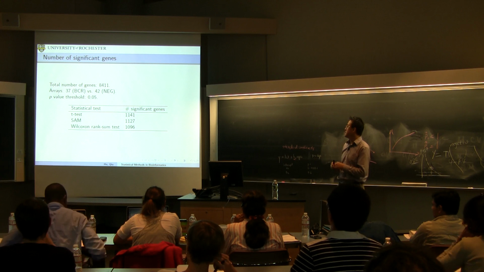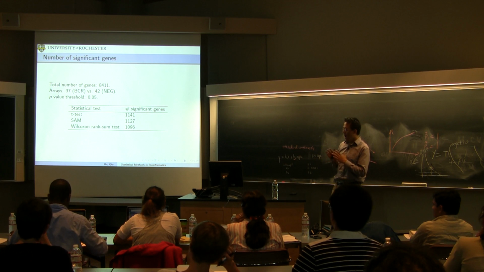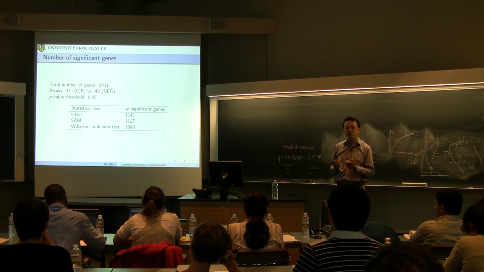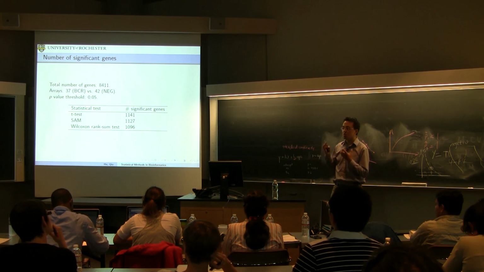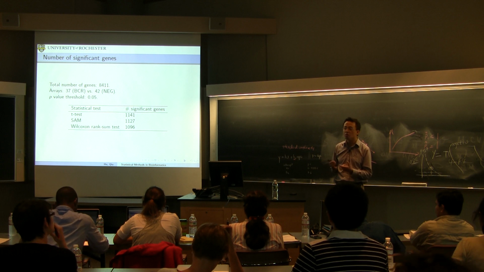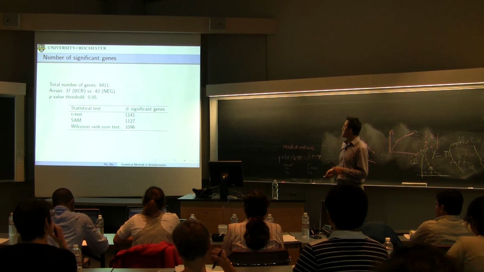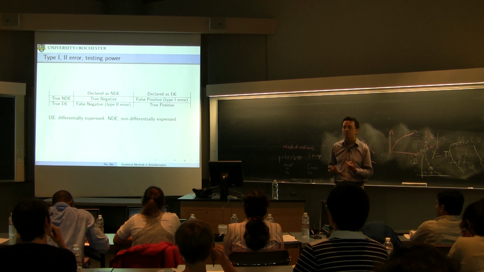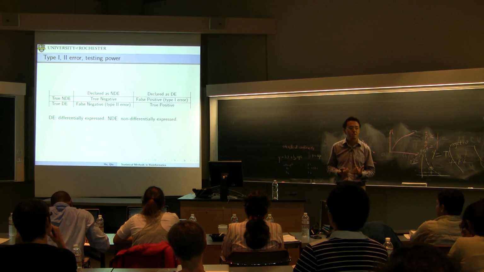But wait a minute. As I said, how much confidence do we have in this gene list? How do we know they are truly differentially expressed or just by chance? To answer this question, we have to introduce the so-called type 1 error, which means the false positives, which means some gene.